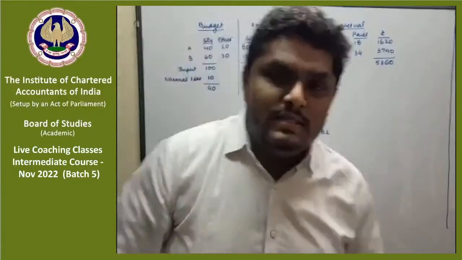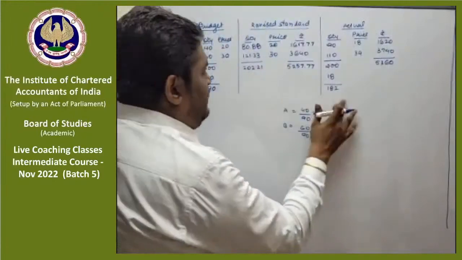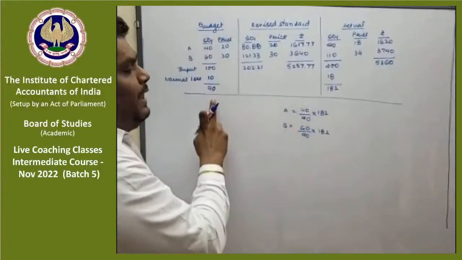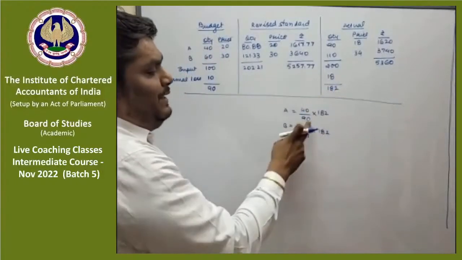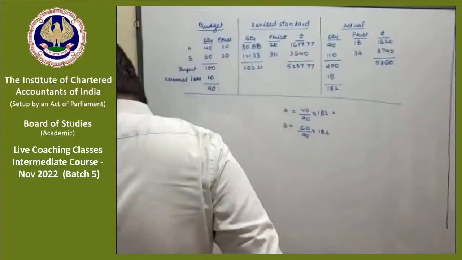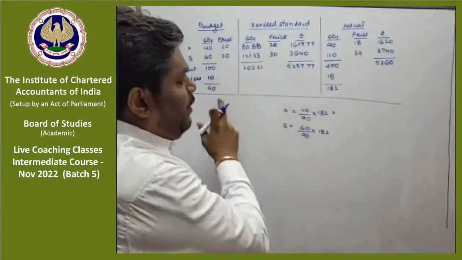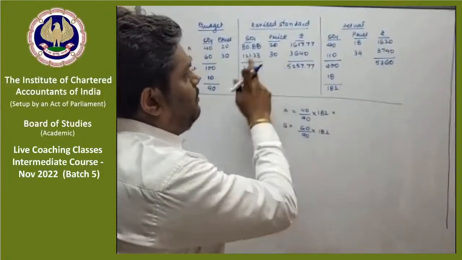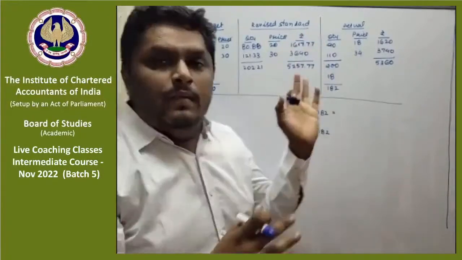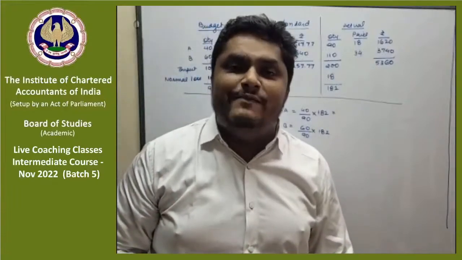So guys, since these two figures are not comparable, I have prepared a revised standard, that is 40 for 90 output. So for 182 output, how much? Sorry, 80.88. 60 for 90, so for 182, how much? 121.33 into 30. This is how I have calculated the total cost, that is 5277.77.